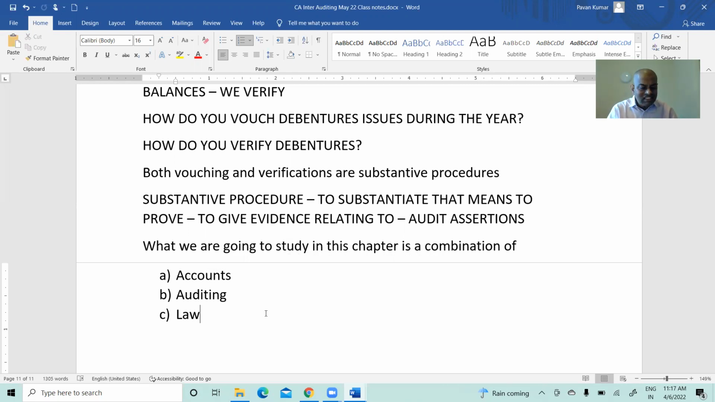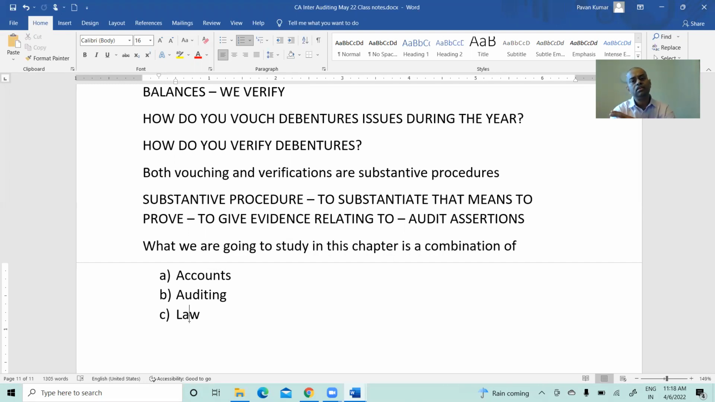So all these things are legal procedures. Say, for example, special resolutions to be passed in case of managerial remuneration, in case of exceeding something, or you need to take approval from central government, or you need to pass special resolutions, or you need to pass board resolutions.